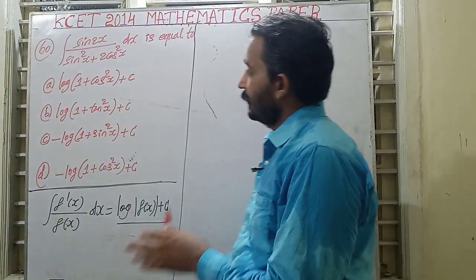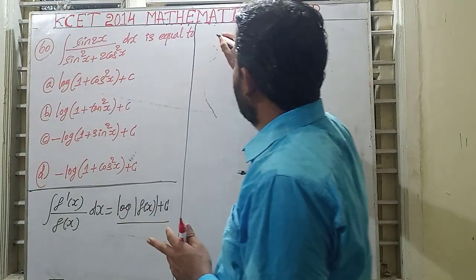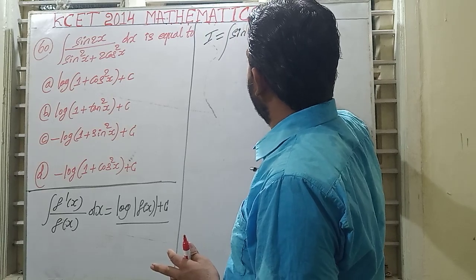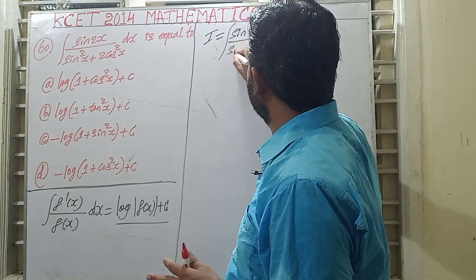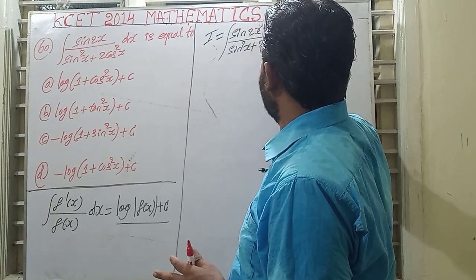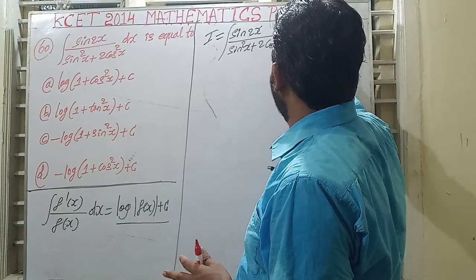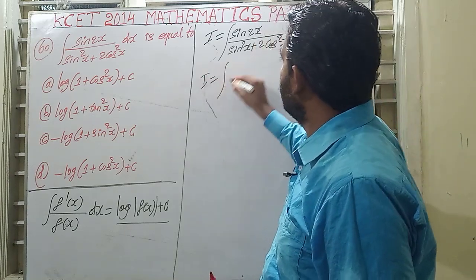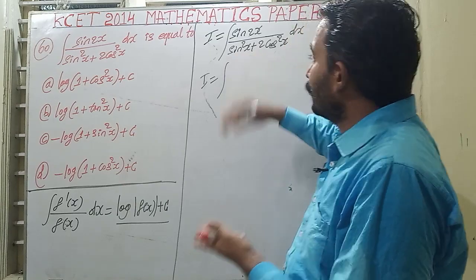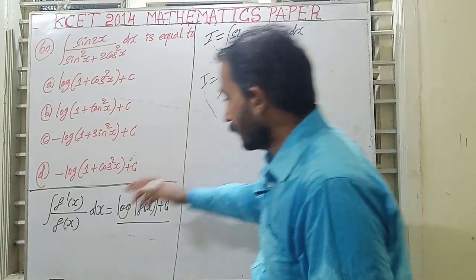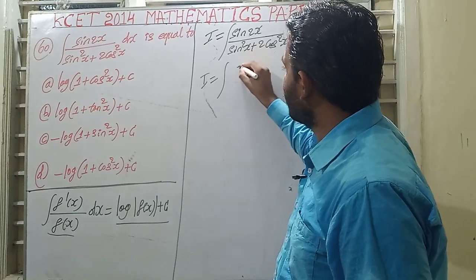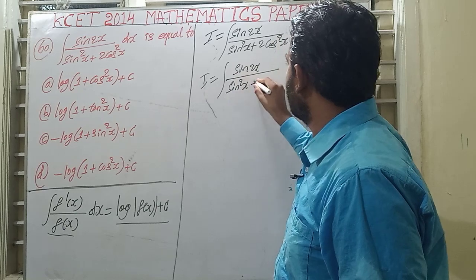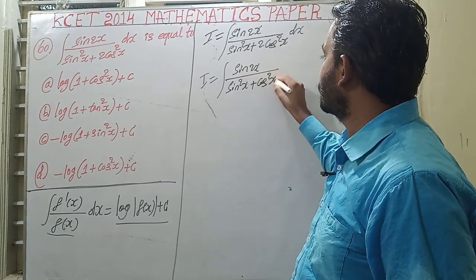Okay, so now let us take I as integration of sine 2x divided by sine square x plus 2 cos square x with respect to x. So now here in this case a small change is there, it should be converted into the integrand form. So sin 2x as it is, divided by sin square x as it is plus 2 cos square x can be written as cos square x plus cos square x dx.